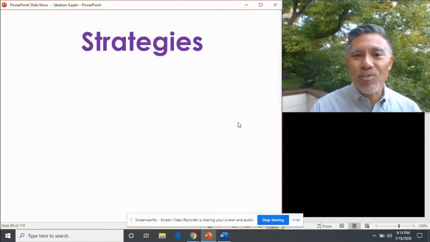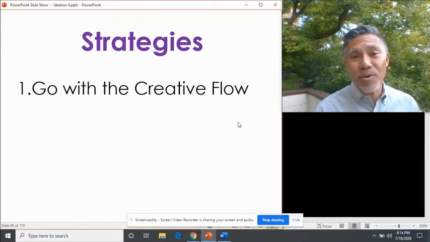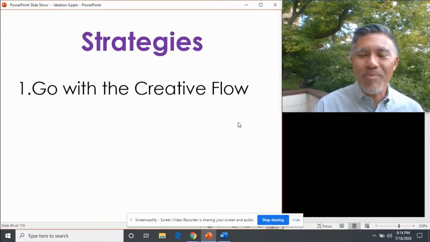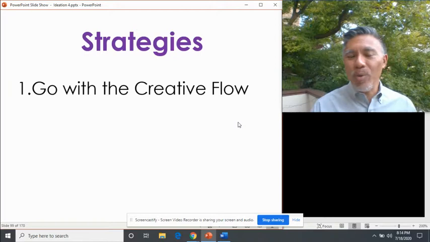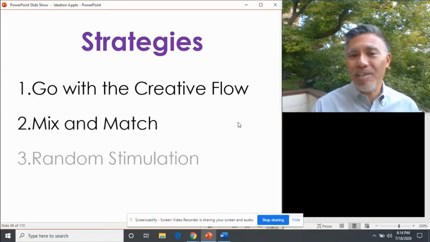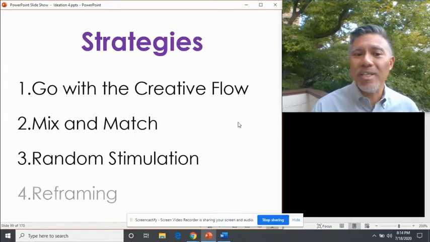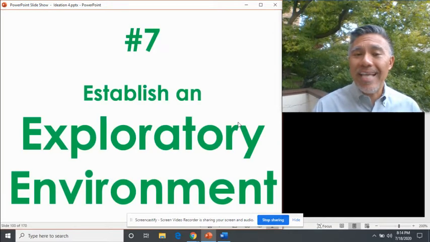So we've learned so far four different strategies for coming up with creative ideas. We learned about going with the creative flow. We learned about mixing and matching. We learned about random stimulation. We learned about reframing. And now we're going to learn about establishing an exploratory environment.